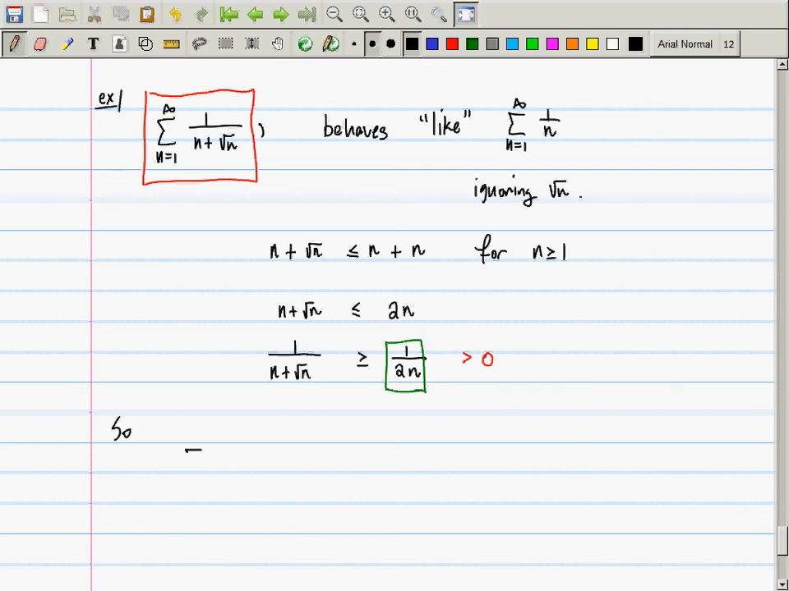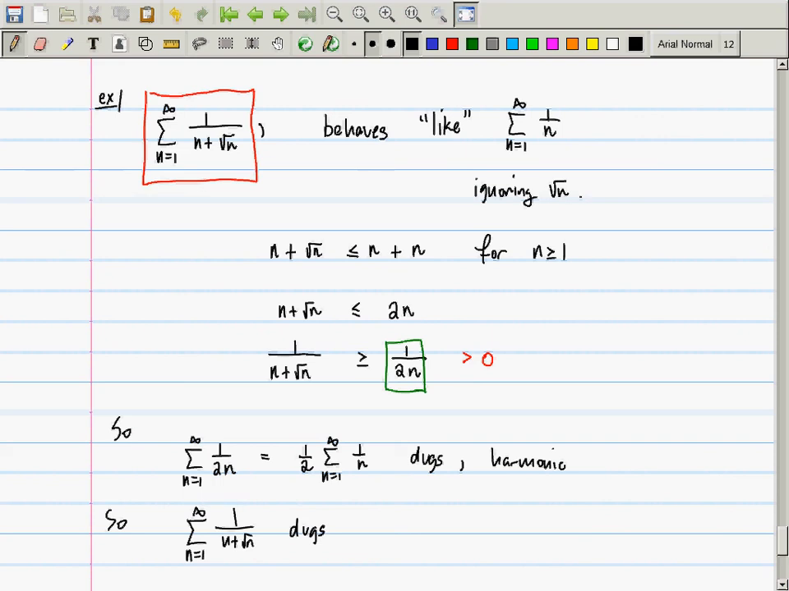The sum from n equals 1 to infinity of 1 over 2n is equal to, I can factor out the 1 half, 1 half times the sum from n equals 1 to infinity of 1 over n, which diverges because it's harmonic. So the series from n equals 1 to infinity of 1 over n plus the square root of n must also diverge by the direct comparison test.